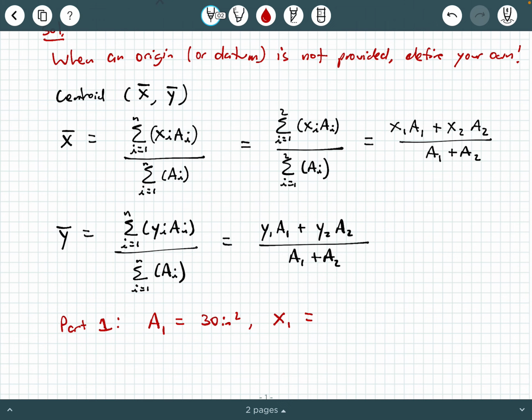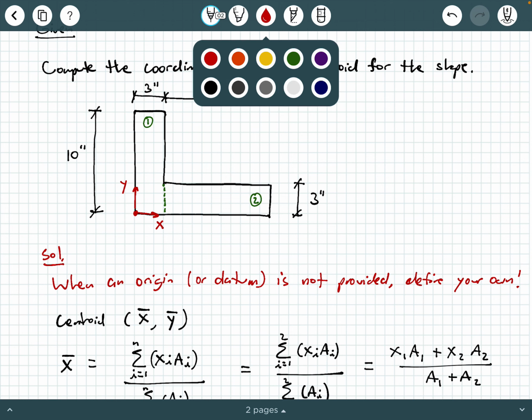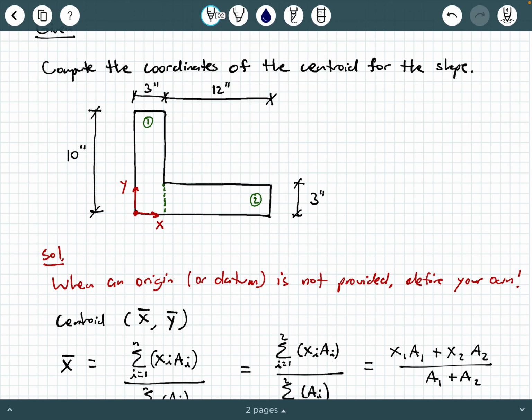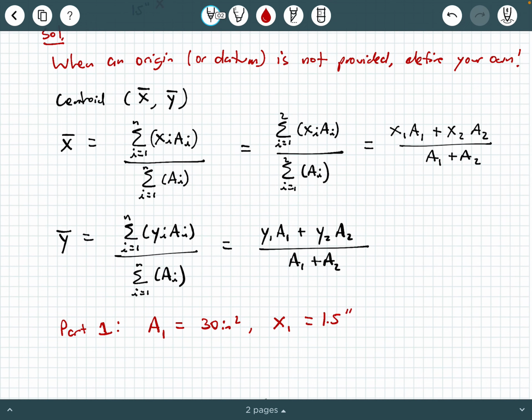What about X1? Well, X1 is going to be my horizontal distance to the centroid of part 1 measured from the origin. My centroid of part 1 is going to be right smack dab in the middle of part 1. Well, what's this horizontal distance right here? Maybe pause the video if you want to think about it, but I'm about to tell you, it's half of 3. So that's going to be 1.5 inches for X1. Just to color coordinate, my X1 value is 1.5 inches.